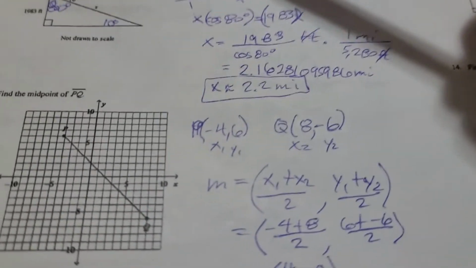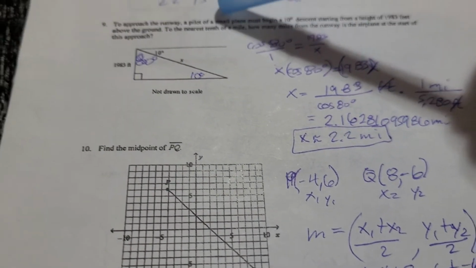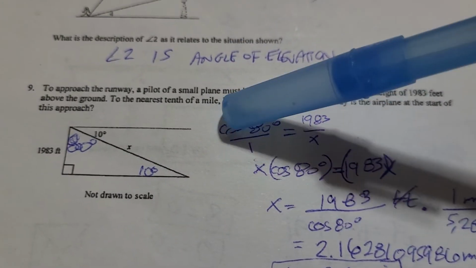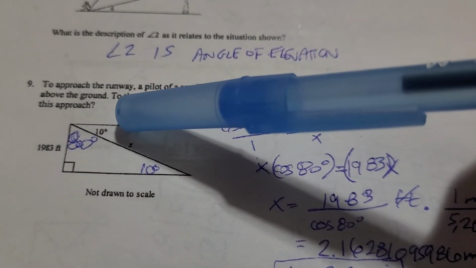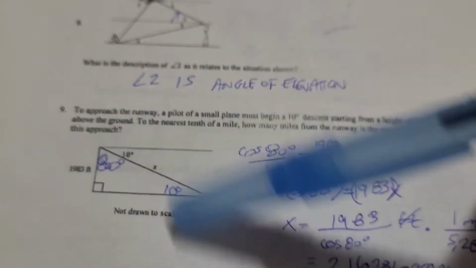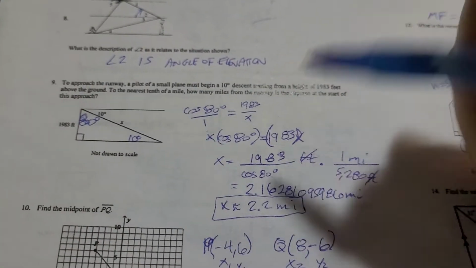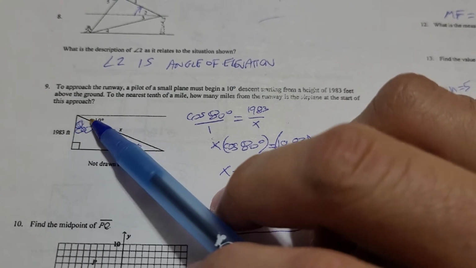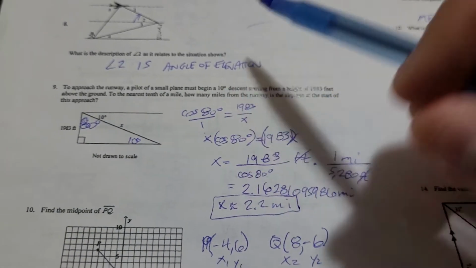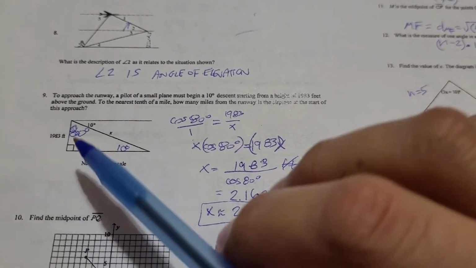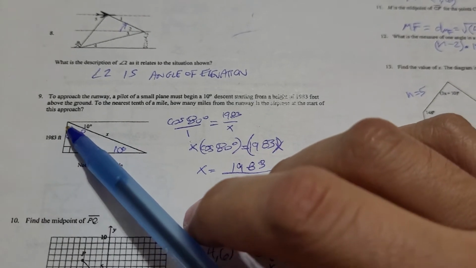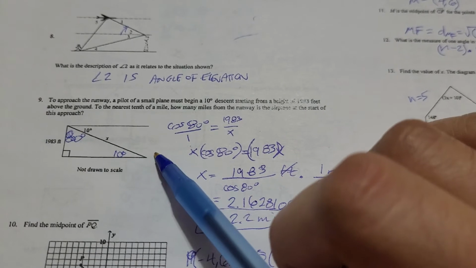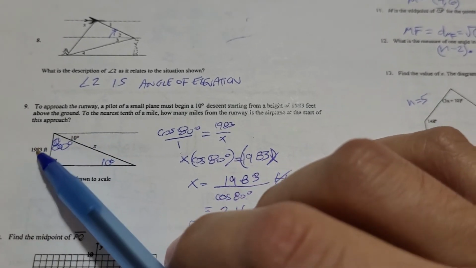Okay, number 9. Okay, approach the runway, blah, blah, blah, blah. Okay, so this is 10. This makes a 90-degree angle here. So this is 90 degrees right here, and this is 10. This has to be 80 right here. So I know what this side is right here. First of all, I have my hypotenuse here, that's x. So I'm going to have to use something else.